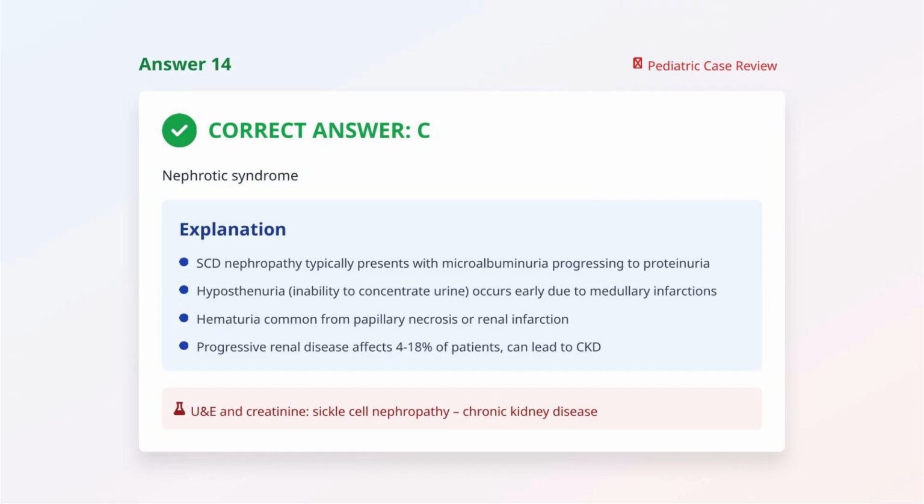Hyposthenuria, the inability to concentrate urine, occurs early due to medullary infarctions and is very common. Hematuria is common and results from papillary necrosis or renal infarction. Papillary necrosis itself is also a frequent complication.